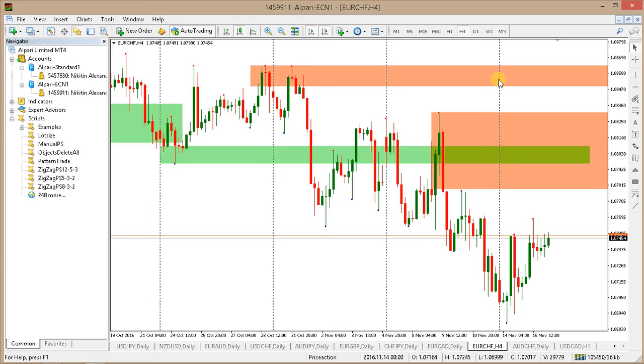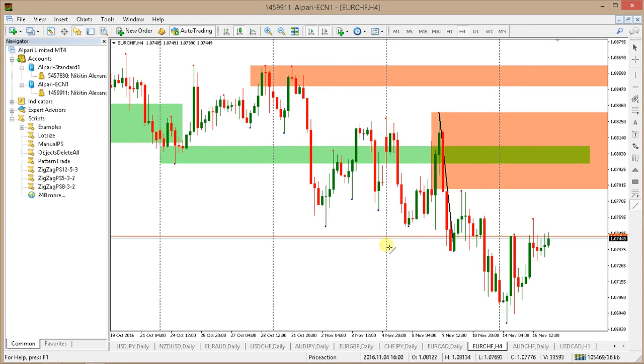Okay, first let me explain the advanced pattern formation I see in this particular chart. It is a Cypher pattern. And it starts from our X to A points. We first identify XA. These XA points, X to A, form our first leg of the pattern. It is called the XA leg, and it should be an impulse leg. What is an impulse leg?